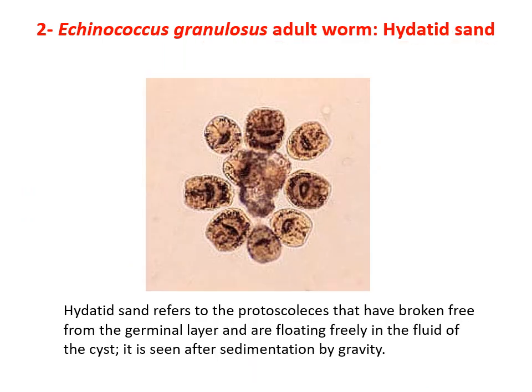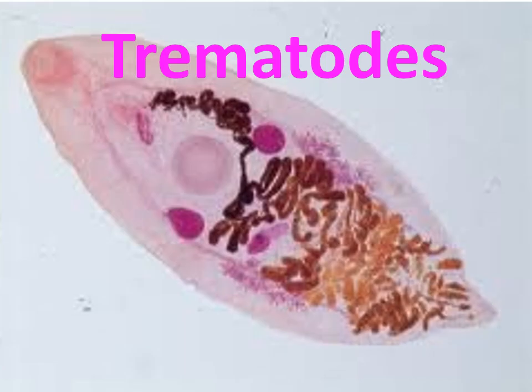Now I want to introduce to you a difference between a hydatid cyst and a hydatid sand. As long as the protoscolices are attached to the germinal layer, we talk about a hydatid cyst. However, when these protoscolices have broken free from this germinal layer and are floating freely within the fluid of the cyst, the hydatid cyst becomes now a hydatid sand. So here, for example, you can see that by sedimentation, by gravity, those protoscolices which are free are not attached to any germinal layer, so this is hydatid sand.